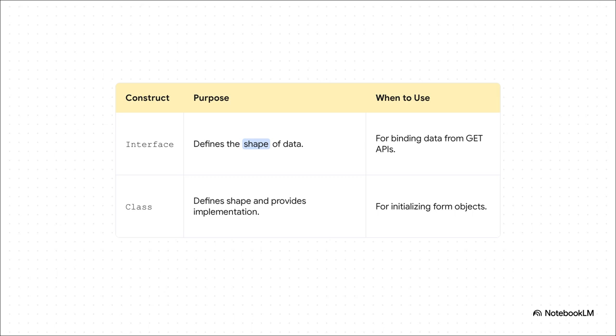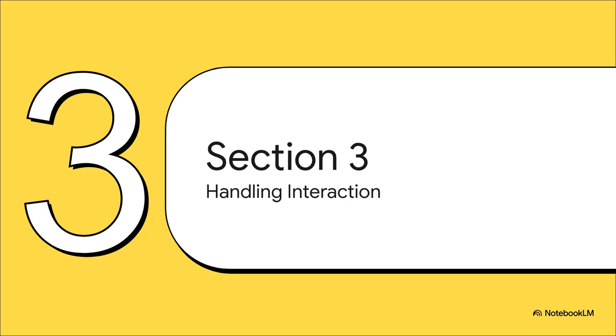This trips a lot of people up, but here's a super practical rule of thumb. Use an interface to define the shape of data you're getting from the server, like a list of users, but use a class when you need to create a new object to send to the server, like when you're setting up an empty object for a create new product form. Simple as that. On to section 3, handling user interaction.